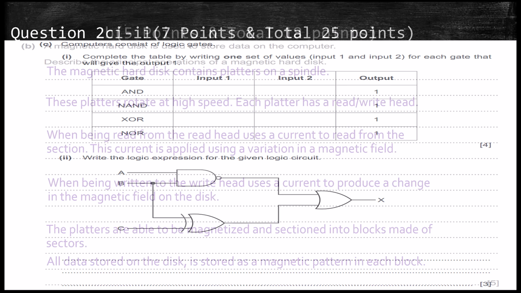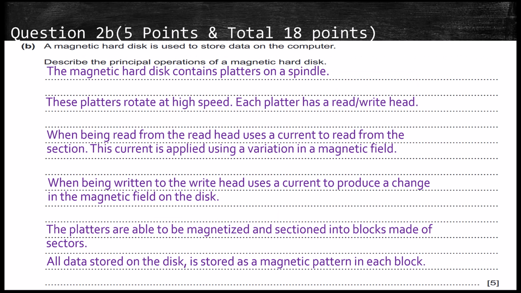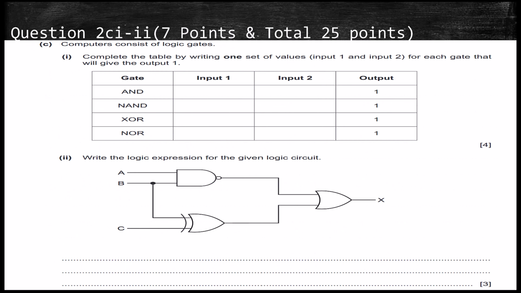So the last question will bring us to 18 points on the exam. The next one, 7 points here, easy points for a total of 25. Let's take a look at the AND, NAND, XOR, and NOR table here. Complete the table by writing one set of values. Do not write all sets of values.